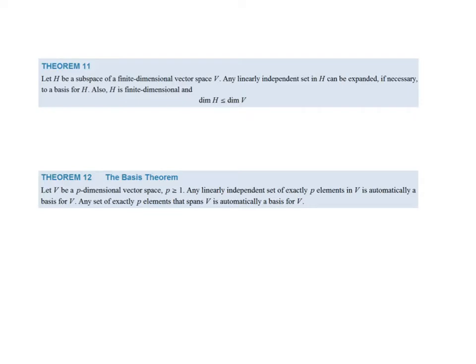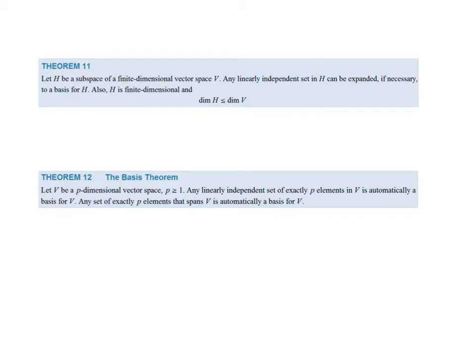And then Theorem 12, the basis theorem, this one gets a name. V is a p-dimensional vector space, and p is greater than or equal to 1. Any linearly independent set of exactly p elements in V is automatically a basis for V. So let me read that again. Any linearly independent set of p elements is automatically a basis for V. I know it has to be a basis because V is p-dimensional, and if they're linearly independent with p elements, it has to be a basis. That's what that theorem says.